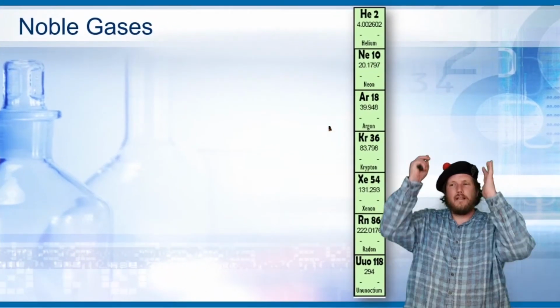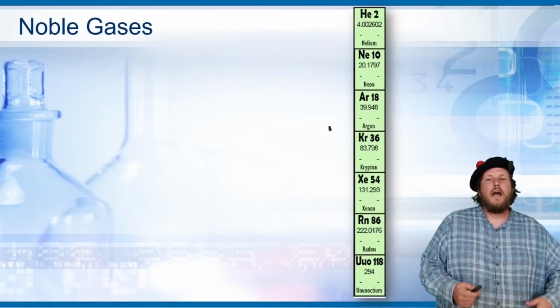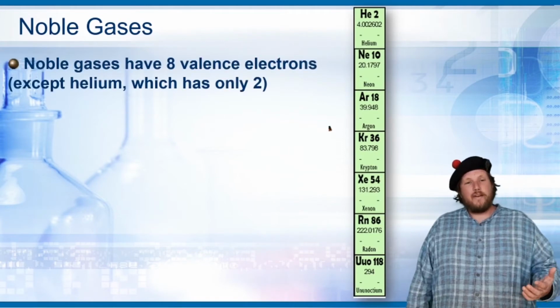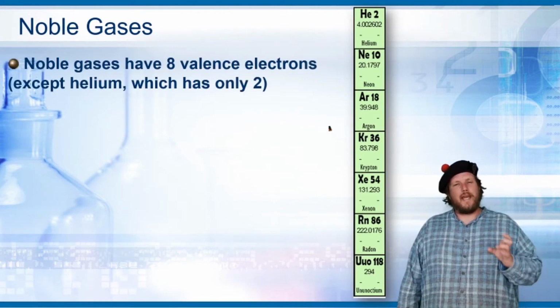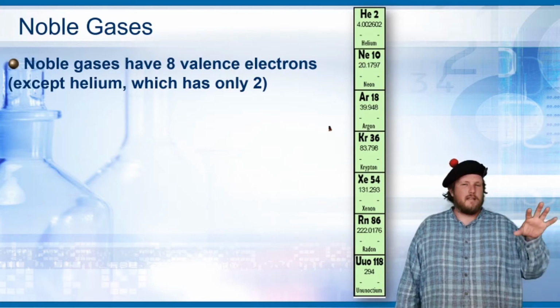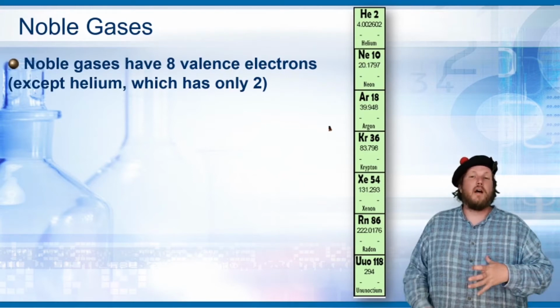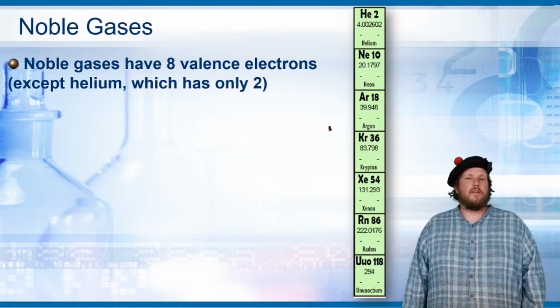Noble gases, last column in the periodic table. These have 8 valence electrons, except helium, which only has 2. It's because it's in the first shell. All of them have filled, happy shells of electrons.